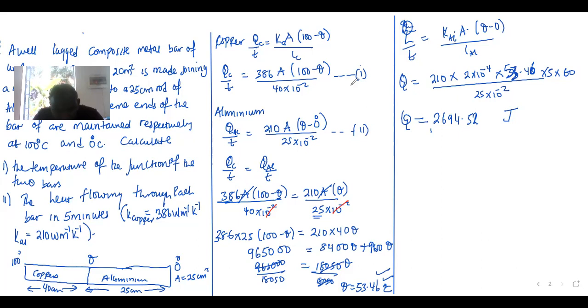2,694.67. It's a slight deviation, okay. Yes, but still we get almost the same answer. So 2,694.67. Whether you use the one for the copper or the one for the aluminium, all rods should give you the same quantities of heat as far as heat flowing through the entire bar is concerned.